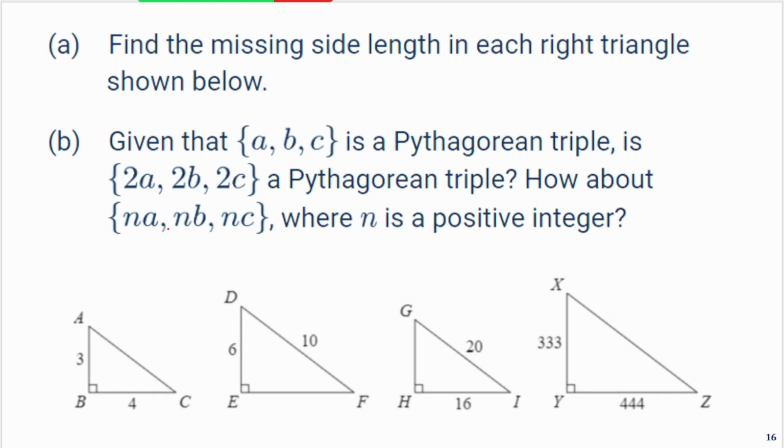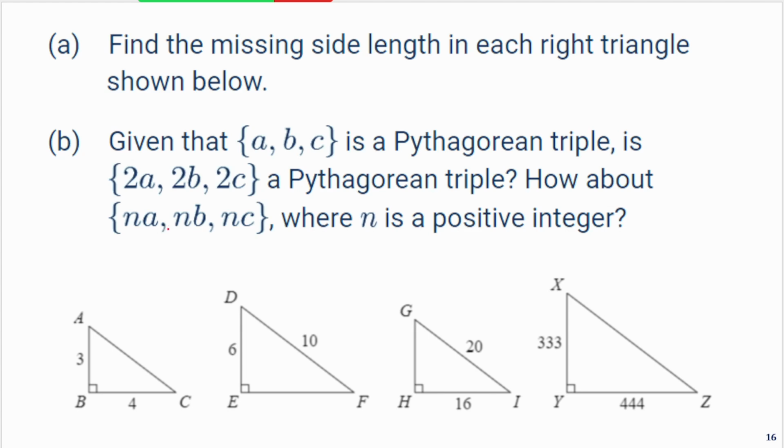Okay, let's consider a problem here. Question A, find the missing side lengths in each right triangle shown below. And based on that, consider the second question. Given that A, B, C is a Pythagorean triple, is 2A, 2B, 2C also a Pythagorean triple? How about nA, nB, nC, where n is a positive integer? Okay, let's do this together.